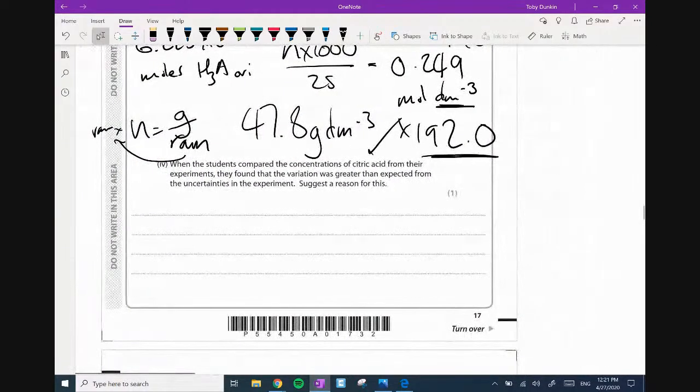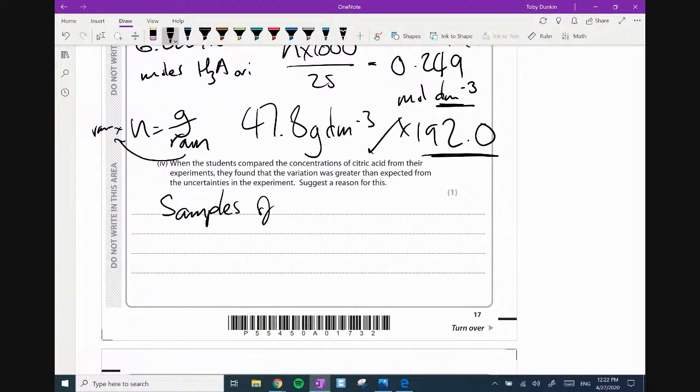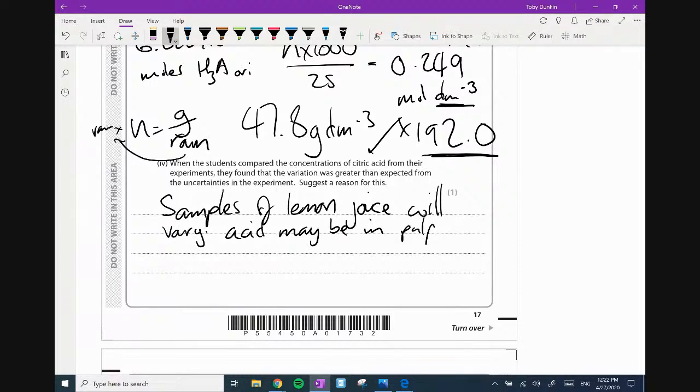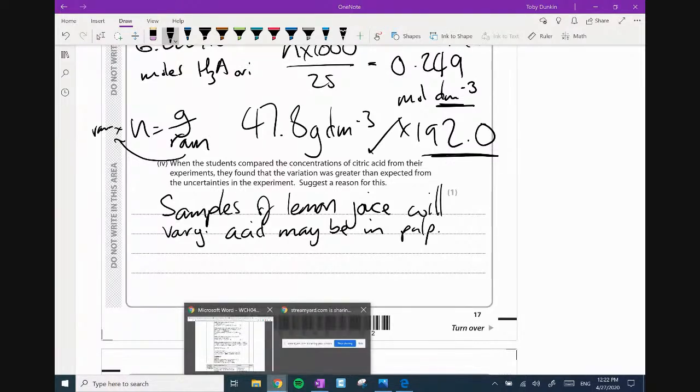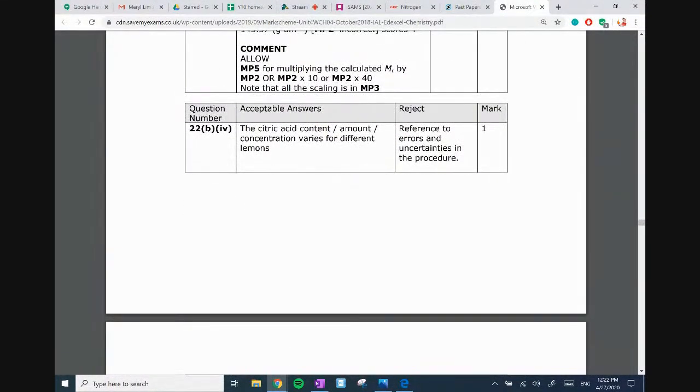You're extracting it, you don't know where the citric acid is within the lemon. Yeah, you're taking different samples. Samples of lemon juice will vary. Acid may be in pulp. Yeah, don't know, that's a horrible reason. It's because it's lemons. If you squeeze it, you don't know how much you're going to get out. Citric acid content varies from different lemons. There you go. Reference to errors and uncertainty, that's fine.